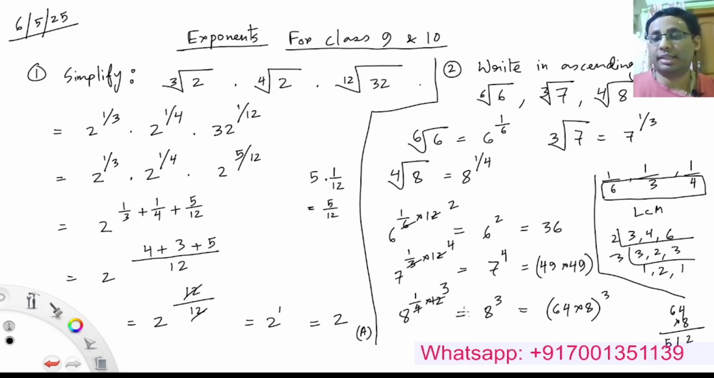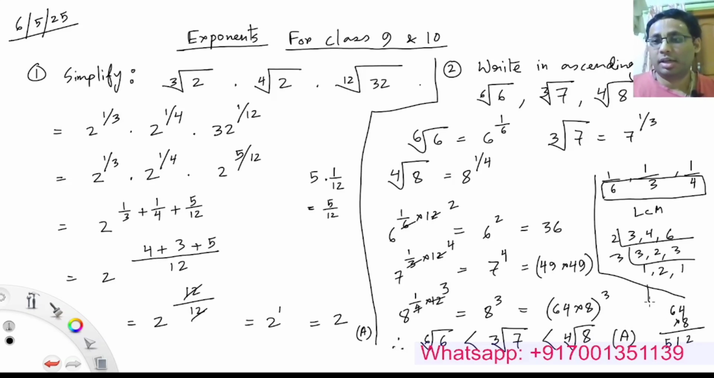So write in ascending order. Obviously 36 will come first. That means the 6th root of 6 will be less than the cube root of 7, from 7 to the power 4. And now the largest number will be this one, 8 to the power 1 by 4, that means the 4th root of 8. So this will be your answer in ascending order.